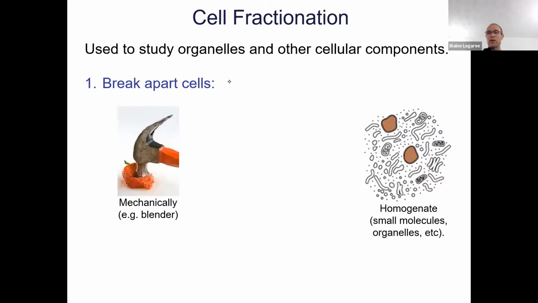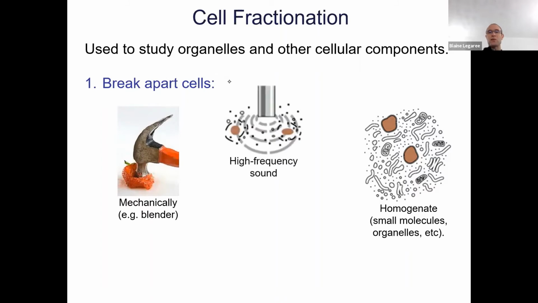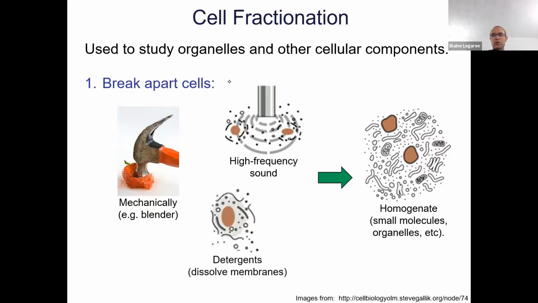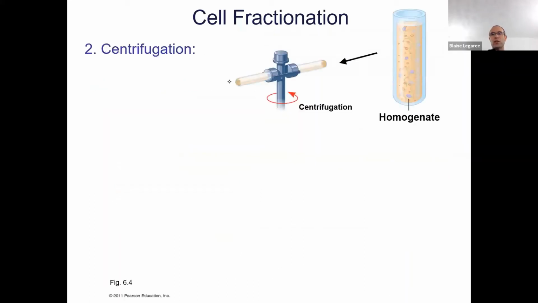Mechanically, we can use blenders, basically a kitchen blender. Sometimes people use something called sonication that uses high frequency sound. We can use detergents, and eventually we get some sort of mixture of those organelles and the other cell components in the test tube. So the next step of the cell fractionation is to basically use a centrifuge to spin out the components of the cell.